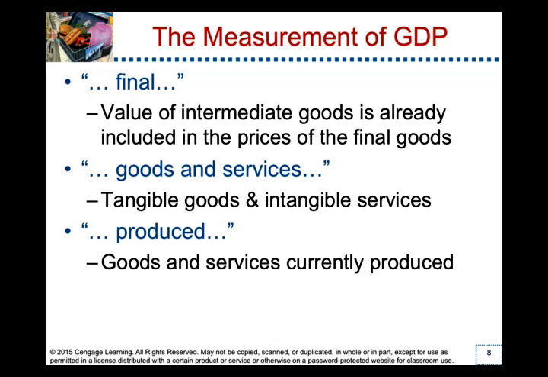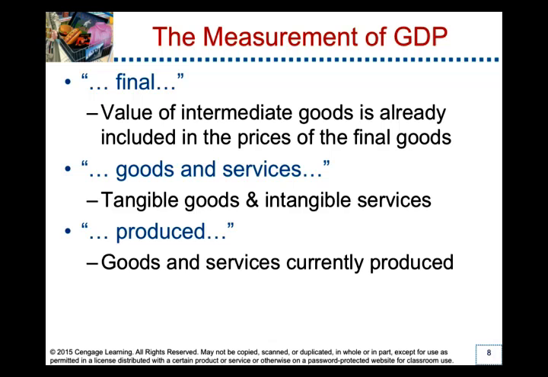So you need to add all of them to calculate the GDP. Now, what do you mean by produced? Well, produced means what is currently produced. Anything which is produced a long time ago, you cannot add that when you calculate the GDP of the current year. So only currently produced goods and services should become part of the GDP.